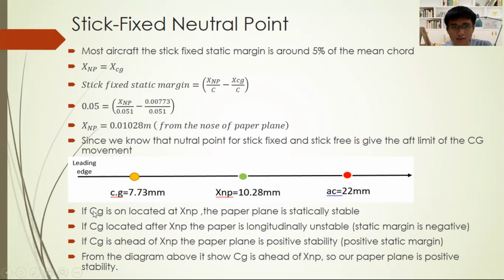From flight mechanics, what I learned is that if CG is located on the XNP, the paper plane is statically stable. But in this case, our CG is not on the XNP. Next, if CG is located after XNP, the static margin is negative, which means the longitudinal is unstable. In my case, my CG is actually in front of XNP. So it's the last case. CG is ahead of XNP, so my paper plane has positive static stability. So I get a positive static margin.